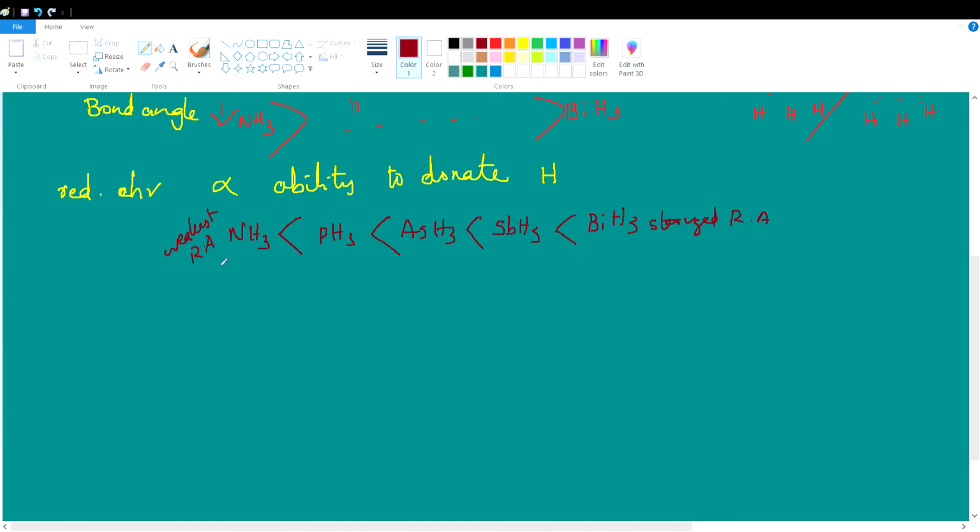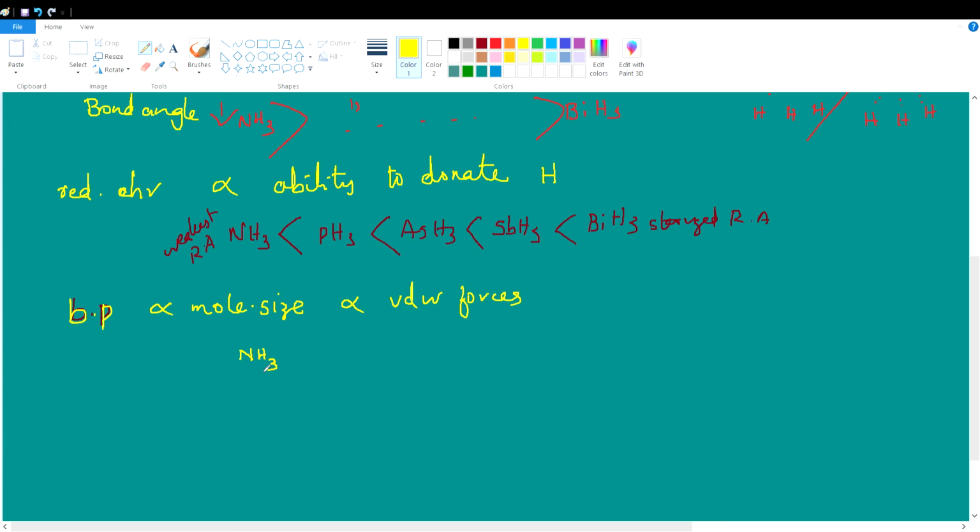Now let us compare the next property, boiling point. Boiling point of group 15 hydrides, if you compare, we have studied boiling point is directly related to the molecular size or mass of the compound. Greater the size, stronger the van der Waals forces of attraction and higher the boiling point. So the expected order of boiling point is ammonia, with nitrogen the smallest size, we expect the smallest boiling point, but the order is different.